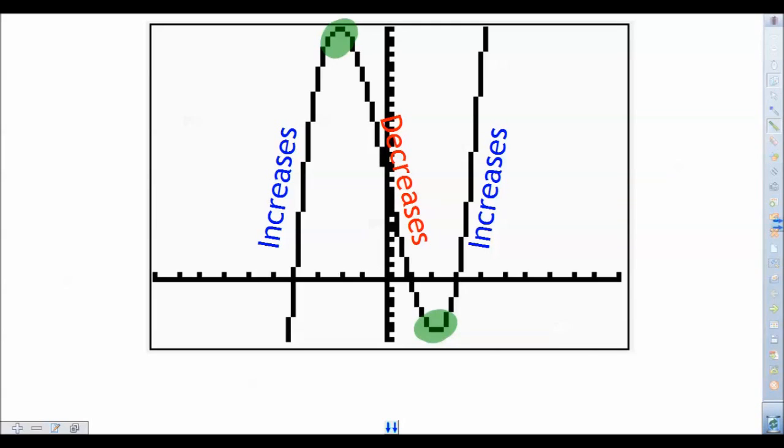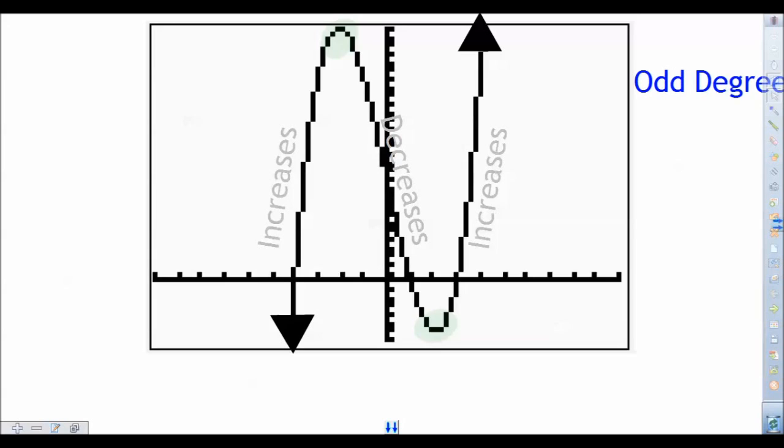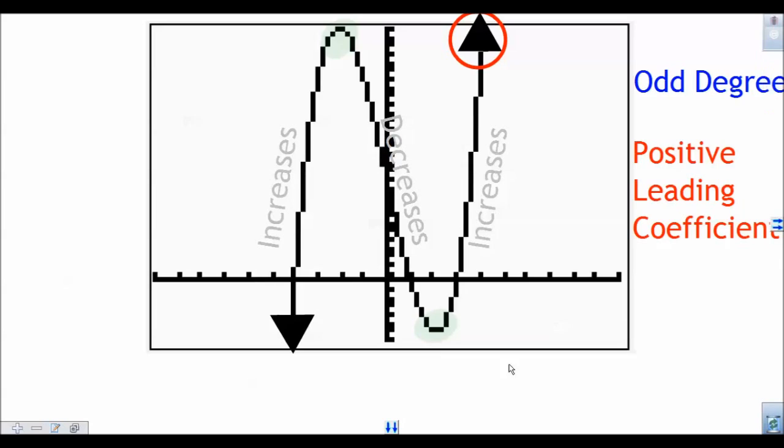What else do we know about this graph? Well, another thing that we've noticed is that the arrows go in opposite directions. And because the arrows go in opposite directions, that makes the degree of the function odd. What we also know is that the right arrow goes up as it moves to the right, so that must make the leading coefficient of this mystery function a positive leading coefficient.